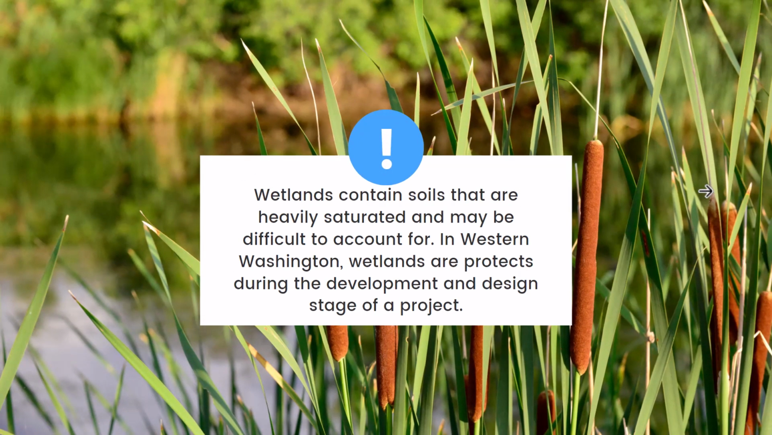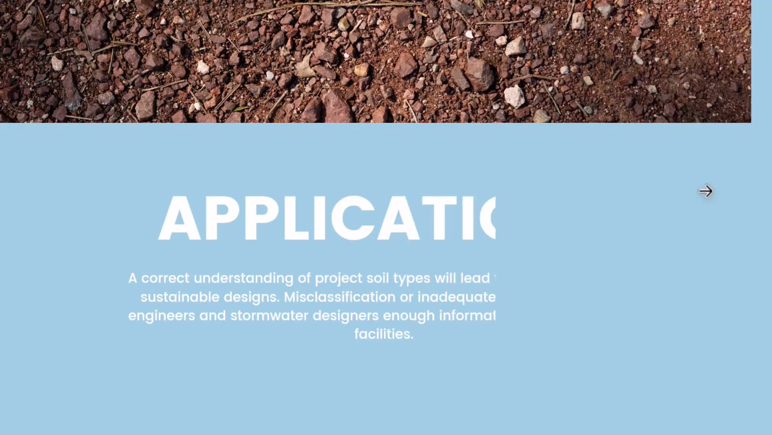So wetlands contain soils that are heavily saturated and may be difficult to account for. In Western Washington, wetlands are protected during the development and design stage of a project based on the amount of volume flowing into them. We'll have a separate video covering wetlands, what exactly they are, and how we can go about protecting them, but they do have a unique soil type as well.